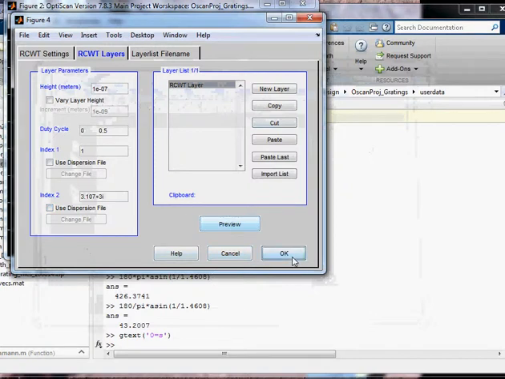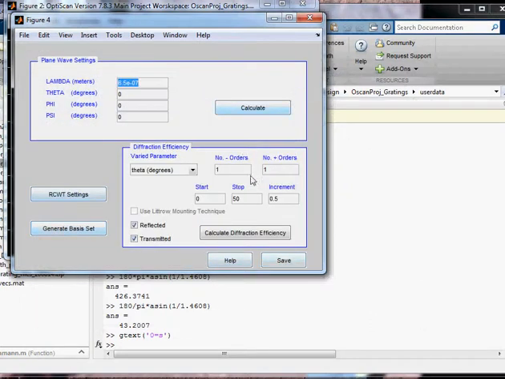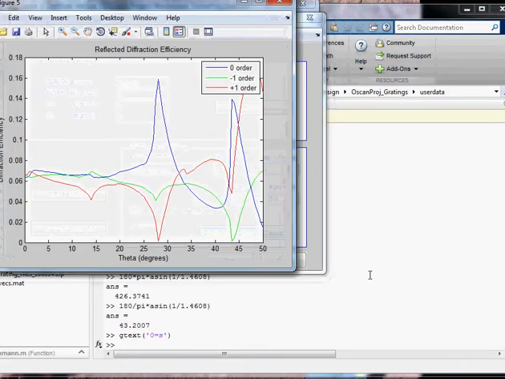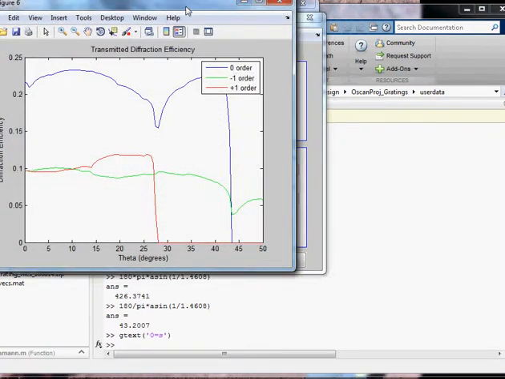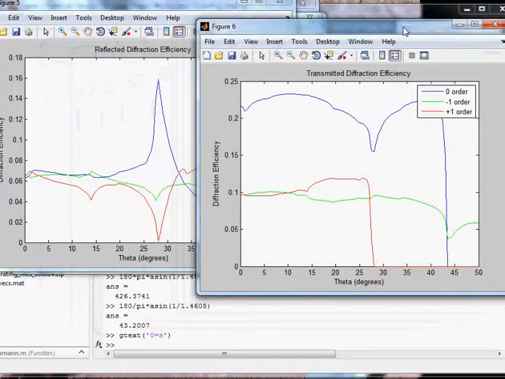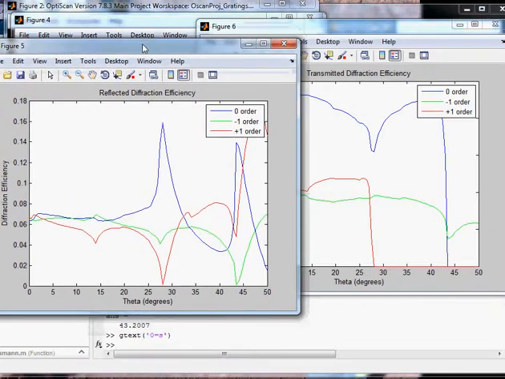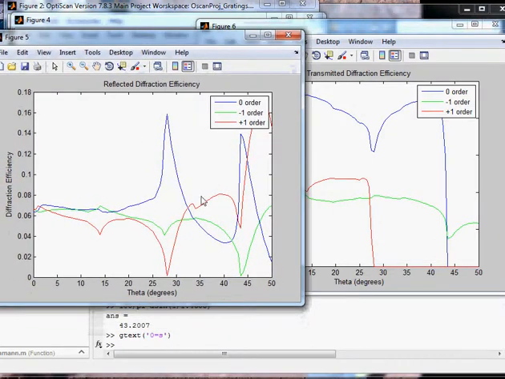So we can go back to this window and just calculate diffraction efficiency. And you wait a minute, and the results come up. Okay, so here's the transmitted diffraction efficiency and the reflected diffraction efficiency versus angle in degrees for theta. That's what we chose.